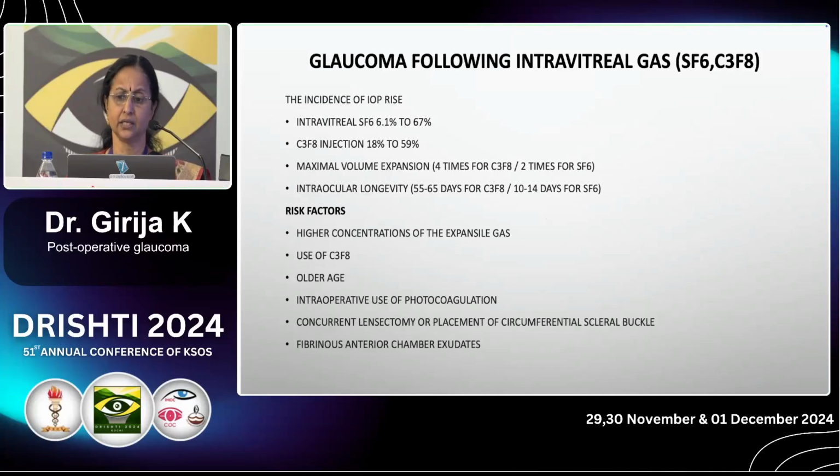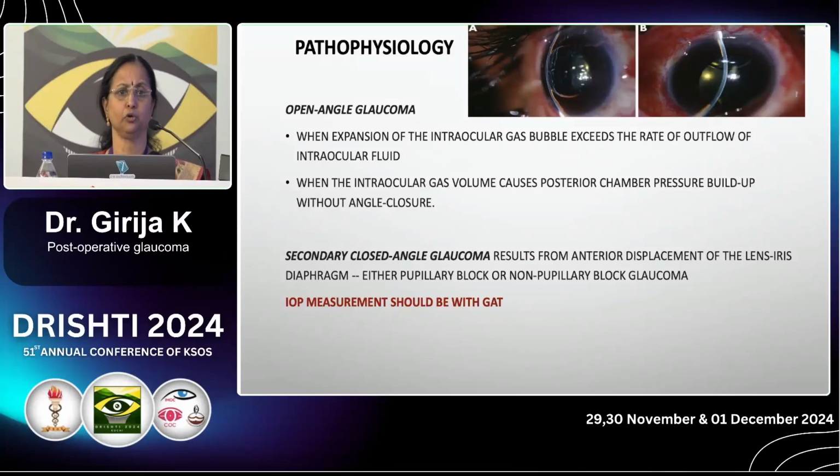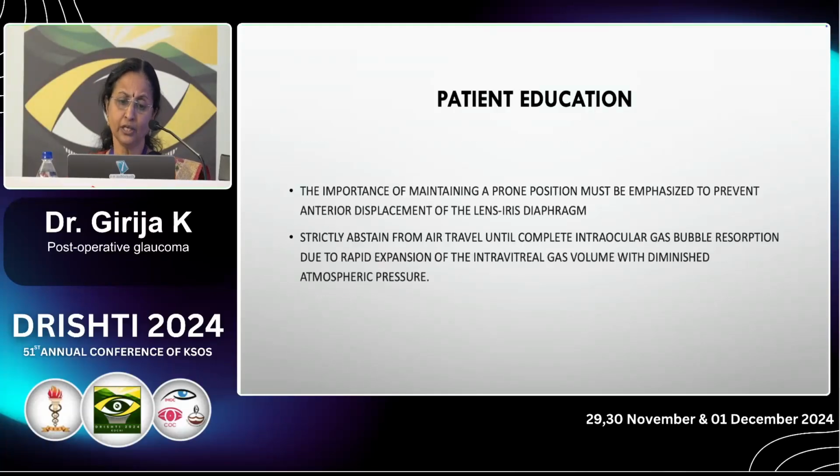Intravitreal gases like C3F8, SF6, etc. can expand, and they can increase the IOP initially by an open angle mechanism. Later on, by pushing the lens iris diaphragm anteriorly, they can cause a pupillary block glaucoma. And when there are intravitreal gases, always measure the IOP with a GAT, because other methods of tonometry may not be correct as the gases are compressible. And the patient should always be properly educated on the importance of maintaining a prone position and avoiding air travel.